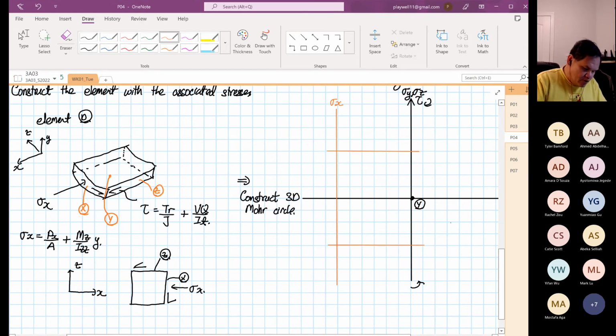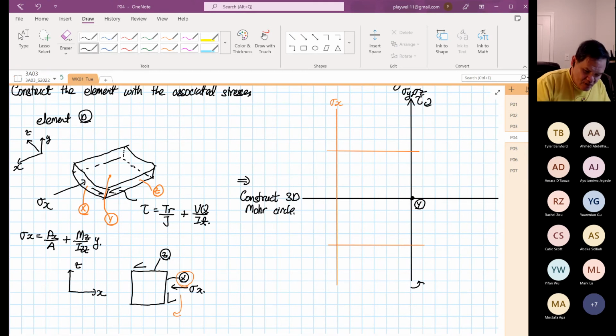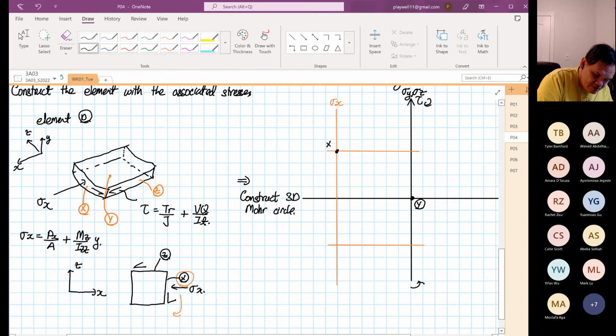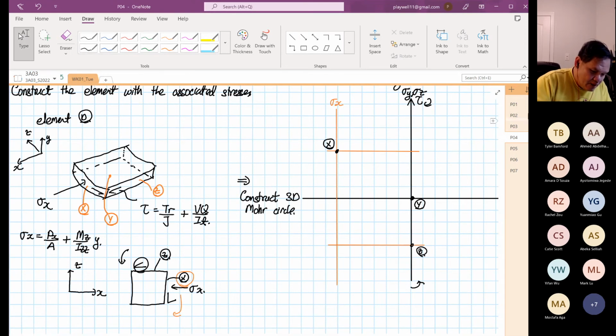Okay, so we know that at point X, the element is going to rotate in a clockwise direction. So clockwise, this is our point X. And the other one, our Z, will rotate in an anti-clockwise direction. This is our point Z. So now we draw our line.